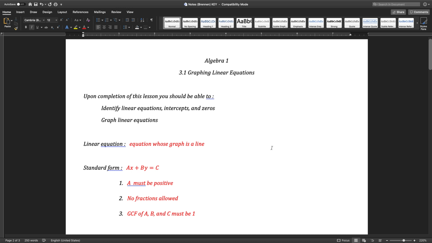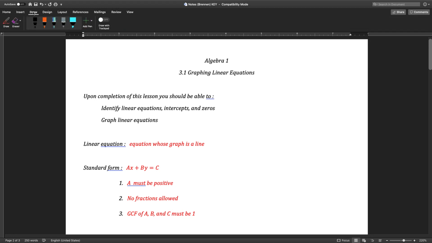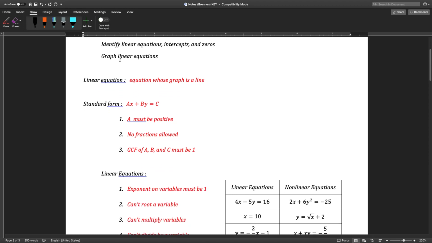Lesson 3.1 Graphing Linear Equations. Upon completion of today's lesson, you should be able to identify linear equations, intercepts, and zeros, as well as graph linear equations.